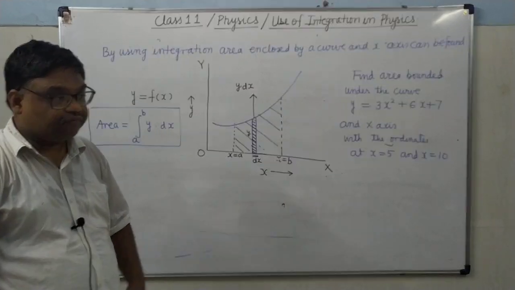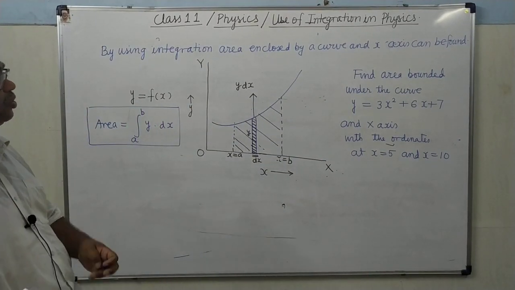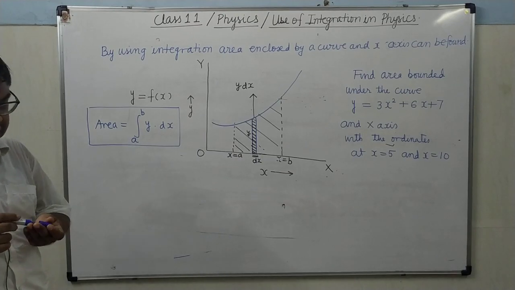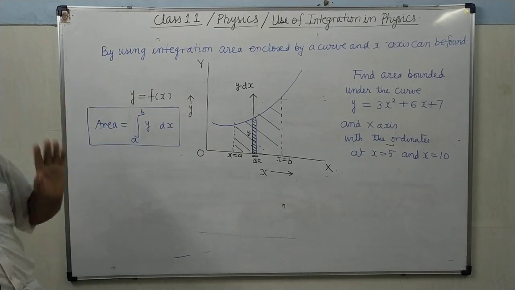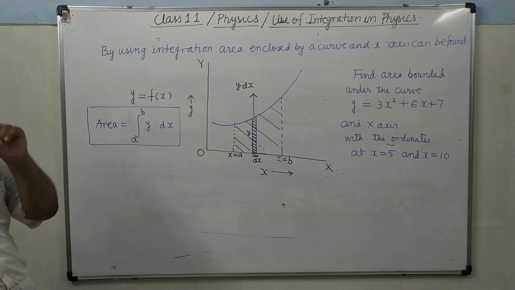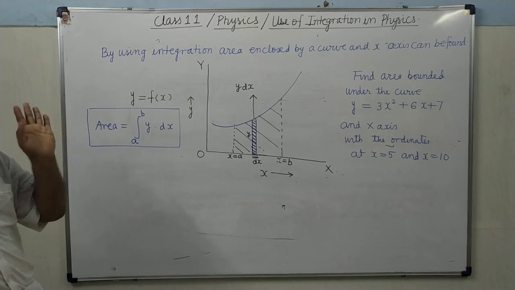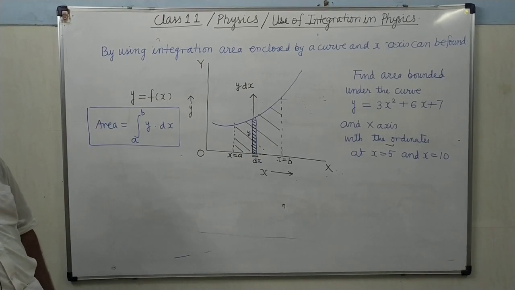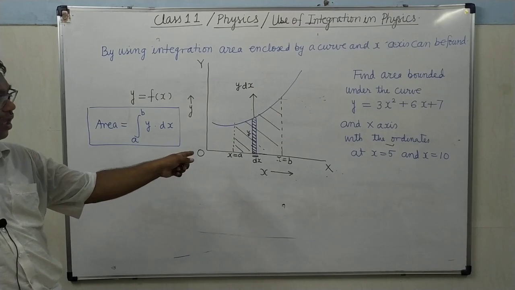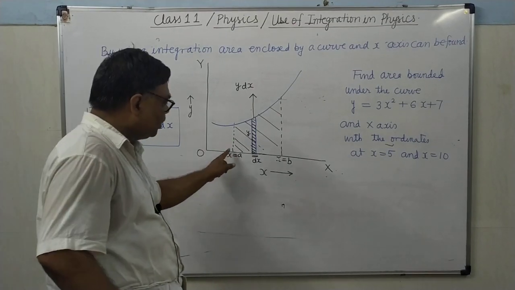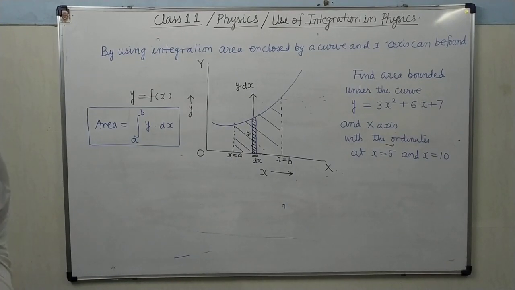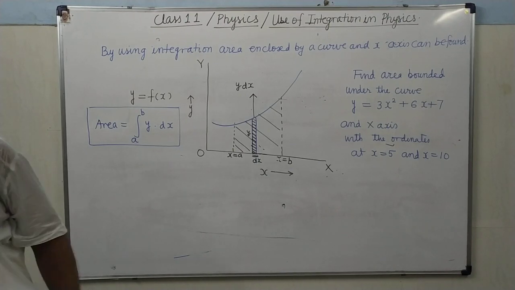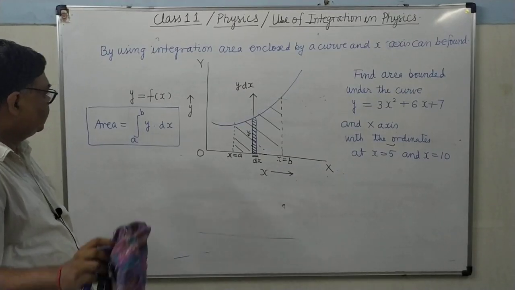Here the equation of the curve is given: y equals 3x square plus 6x plus 7. You have to calculate the area bounded under the curve, that is, the area between the curve and the x-axis. And on the x-axis you have to calculate from x equals 5 to x equals 10. So how will you find it? We can find it by using integration, this formula.